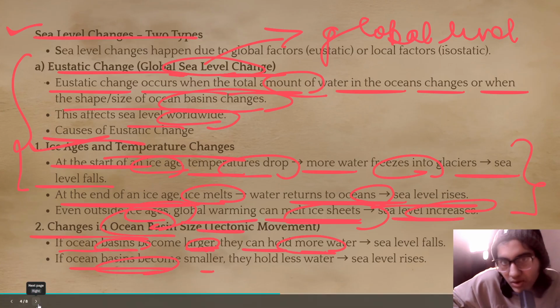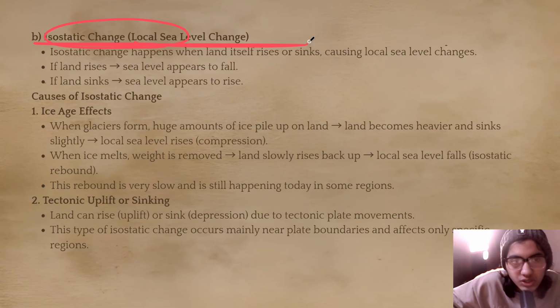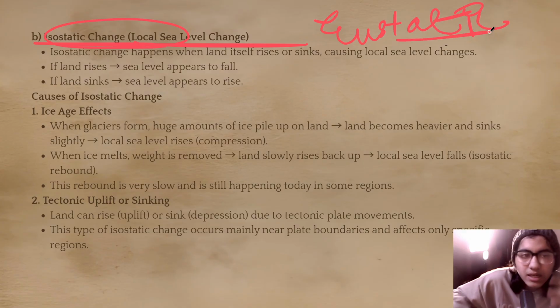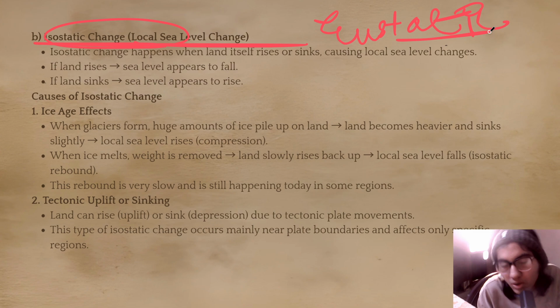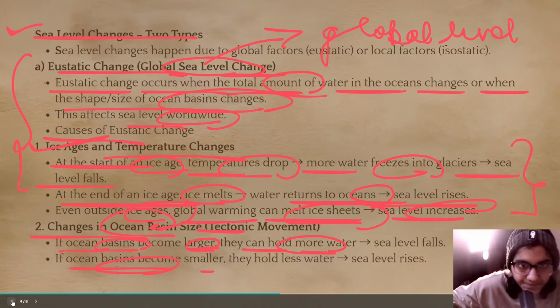This is how you can think of it. Isostatic change is local sea level change. We covered the eustatic, in which global sea level change happens, and in isostatic, local sea level change happens. Isostatic change happens when the land itself rises or sinks, causing local sea level changes. So here, the land rises or sinks.